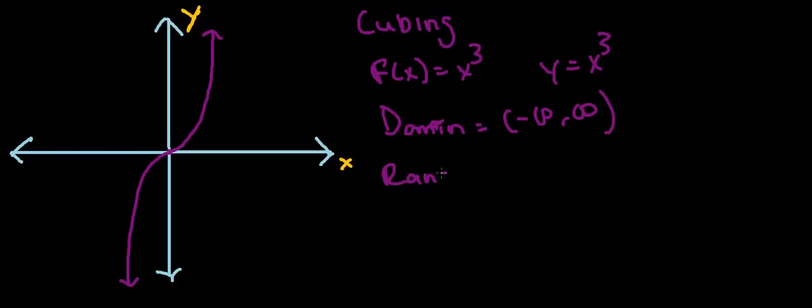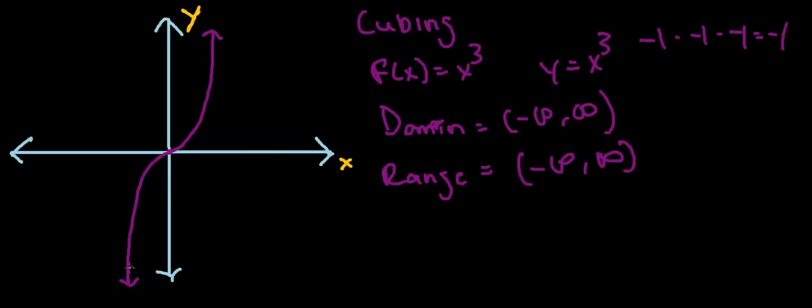But unlike our squaring function, we can have negative y values because a minus times a minus times a minus is still a minus. So we can have the possibilities of having negative answers. So we have negative infinity to positive infinity. And we can see on the graph, we have negative y values. And this is going to keep going to negative infinity. So we're going to have all negative y values and all positive y values.